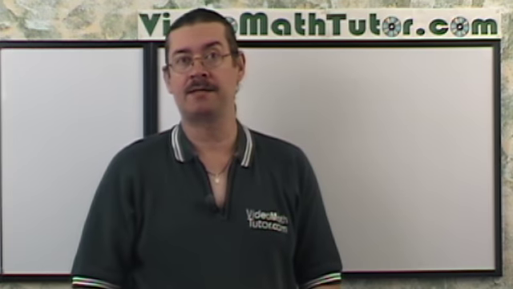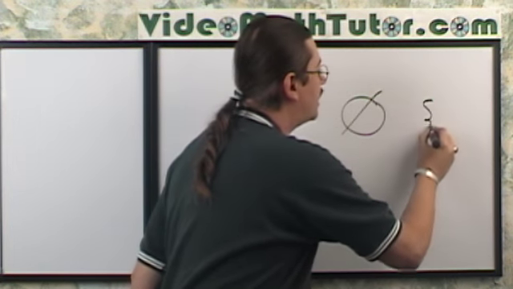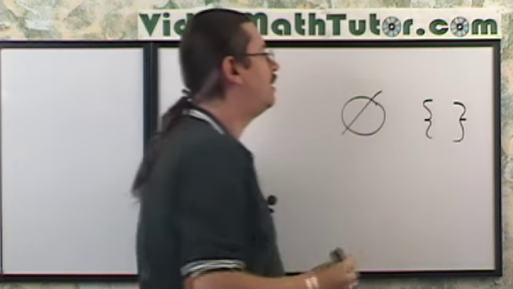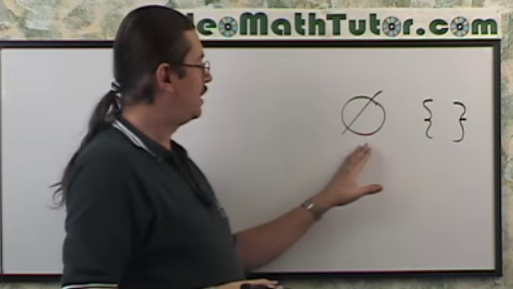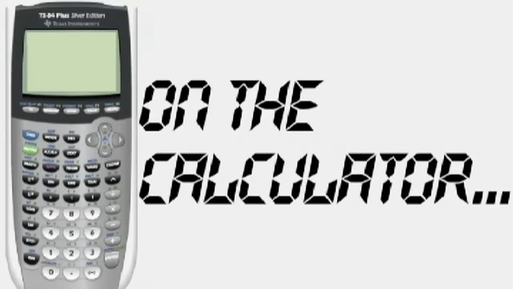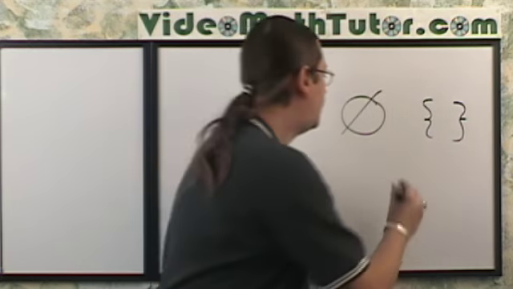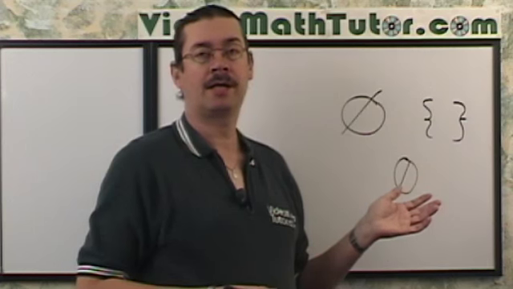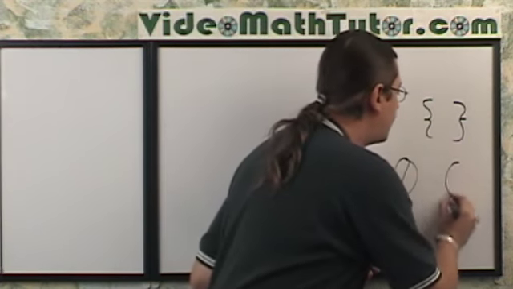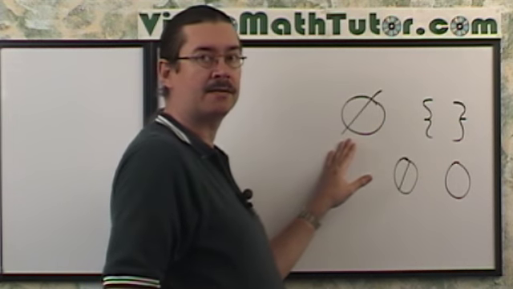To show an empty set, you can use either this symbol right here or a set of empty curly braces. The one that's more frequently used is this one, and that's the one I'm going to be using. I just want to warn you that on a calculator, if you see something that looks like this with a slash through it, it's really just the number 0. Calculators do this to distinguish 0 from the letter O. There is no empty set symbol like this on most graphing calculators.